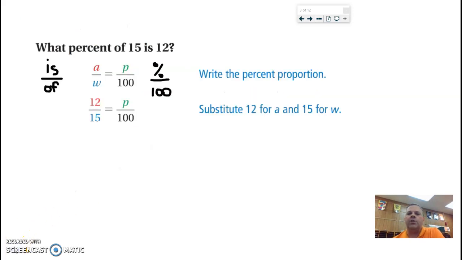In the first example, what percent of 15 is 12? We wrote the proportion A over W equals P over 100. Another way to think of that is is over of equals percent over 100. In order to substitute these, I see the part is 12. Is goes on the top, so 12 is on the top. Of 15 is the whole. Of goes on the bottom with the whole, so 12 over 15 equals P, the percent that I don't know, over 100.